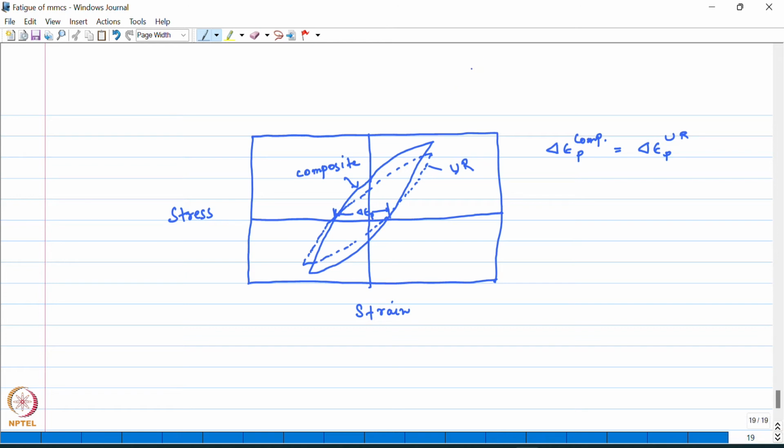But here the total strain in the composite is lower than that in the unreinforced material, although the difference is not that significant as you could see from this figure over here. But the main aspect which is responsible for the inferior fatigue life of the composite is the fact that the deformation in the composite is not uniform. Rather, it is localized, as we have discussed before.